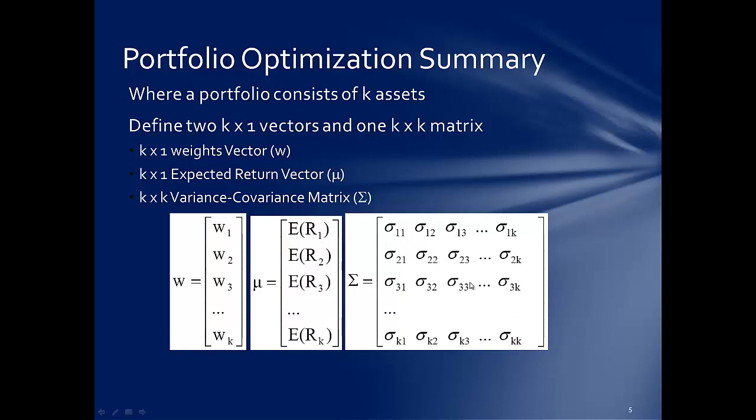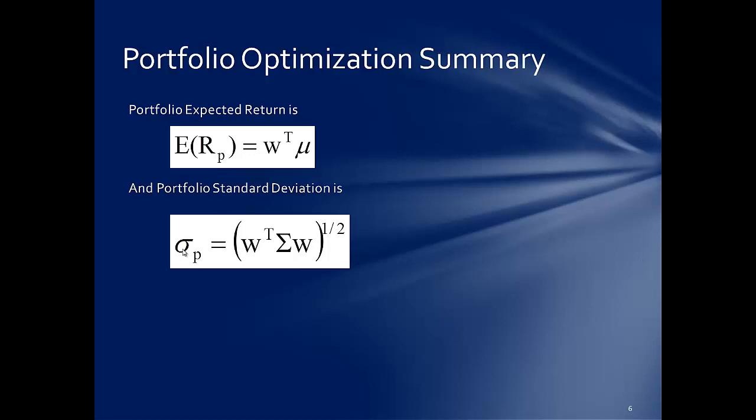The sigma matrix is a little bit more complicated. This is the variance covariance matrix of the assets, so it would be k by k. You would have a 7 by 7 matrix with the variances on the diagonal and the covariances on the off diagonal. Once you define the W vector, the mu vector, and the sigma matrix, it's relatively straightforward to determine the expected return and the portfolio standard deviation. Expected return is simply W transpose mu, and the portfolio standard deviation is simply the square root of W transpose sigma W.